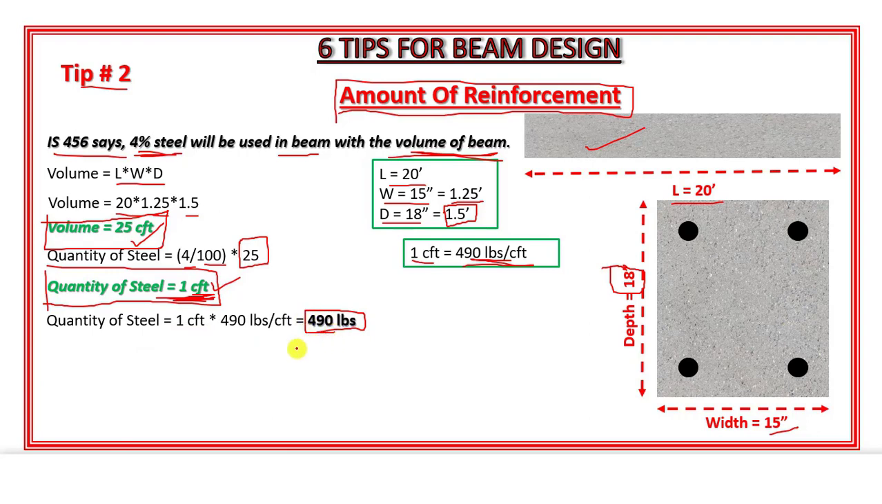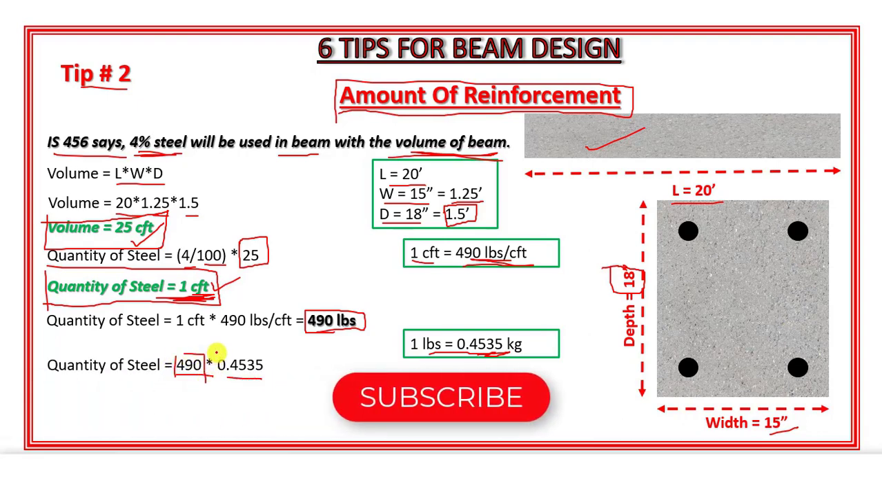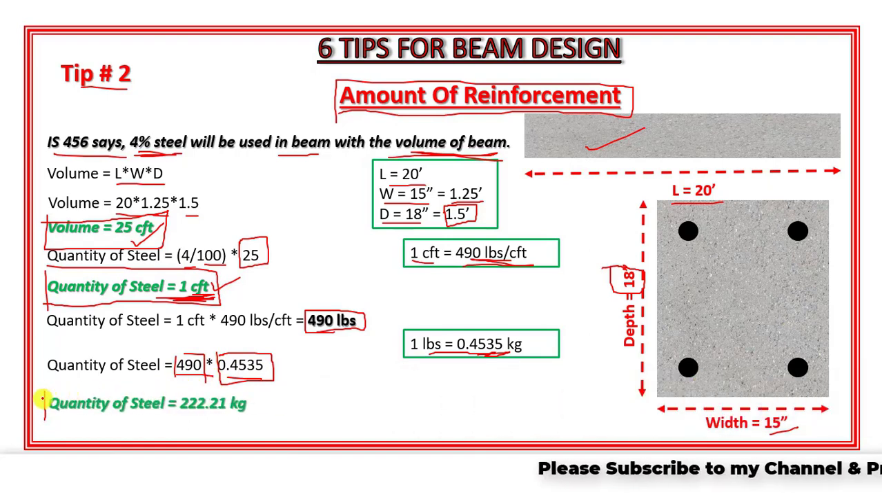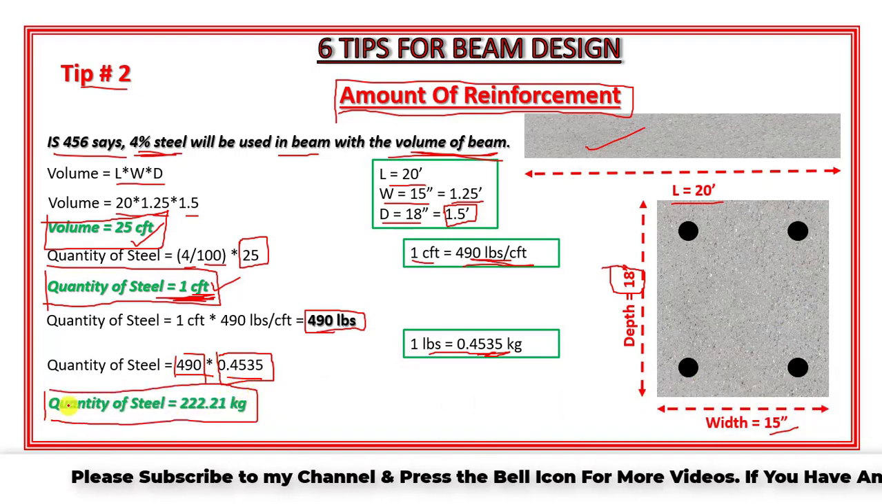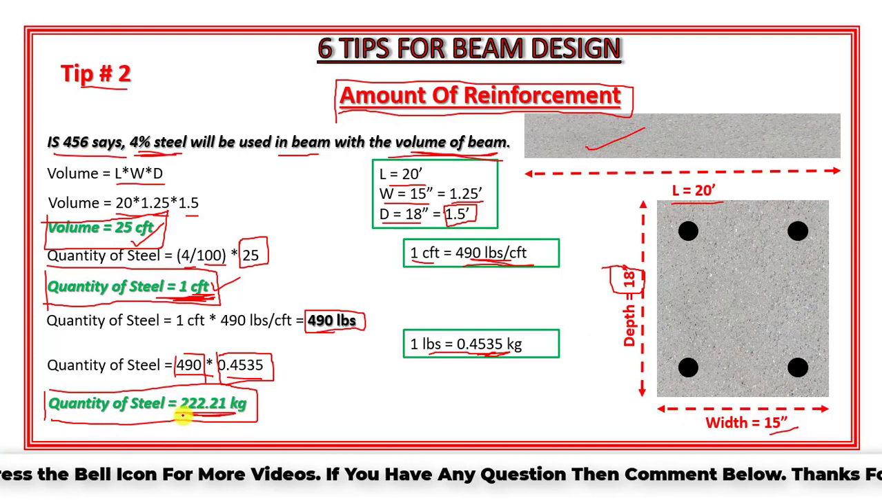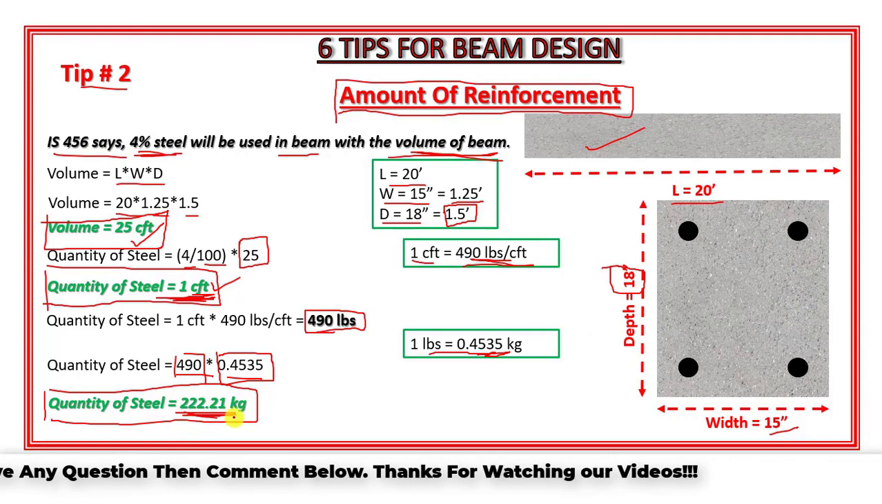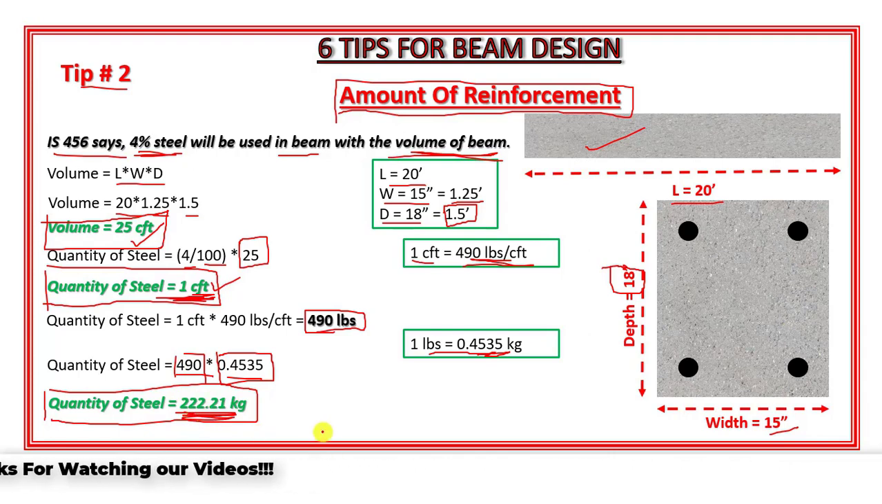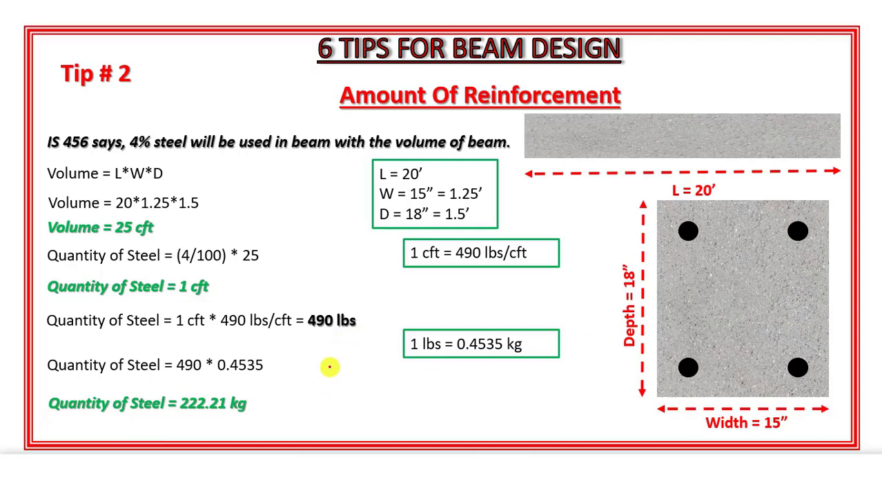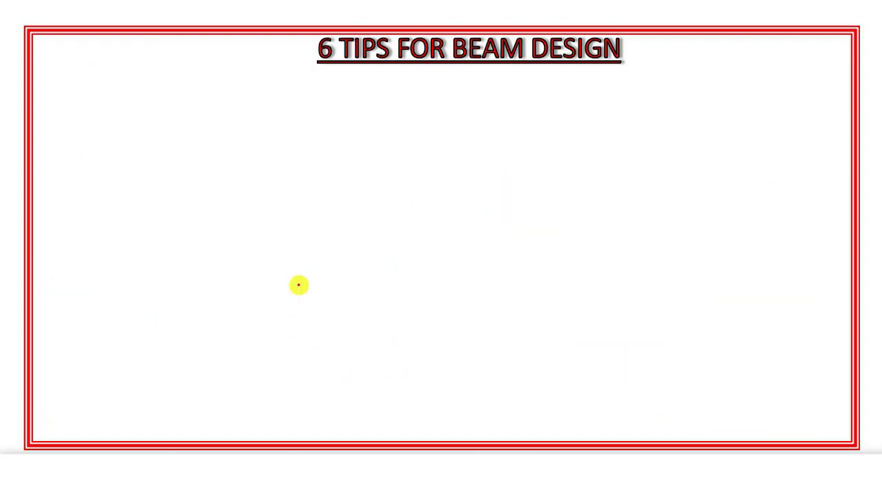Now also 1 pound is equal to 0.4535 kg, right? So the quantity of steel in kg will be equal to 490 pounds multiplied by 0.4535, and it will be equal to 222.21 kg. So now I can say that in this 20 feet long beam, 222.21 kg steel will be used. And this is how you can easily calculate the quantity of steel by using tip number 2. So now let's move forward and talk about tip number 3.